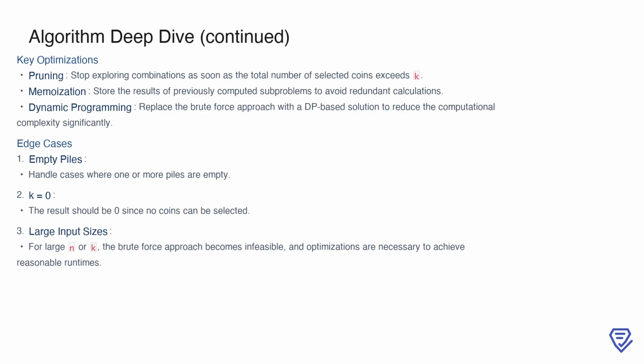When implementing these optimizations, it's crucial to consider edge cases. For example, if one or more piles are empty, the algorithm must handle this gracefully. Similarly, if k equals 0, the result should be 0 since no coins can be selected. For large values of n or k, the brute force method becomes infeasible, making these optimizations essential for achieving reasonable runtimes. These enhancements transform the problem from being computationally prohibitive to solvable within practical constraints, even for larger inputs.